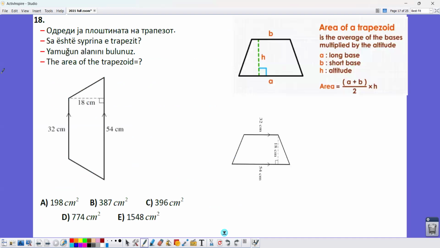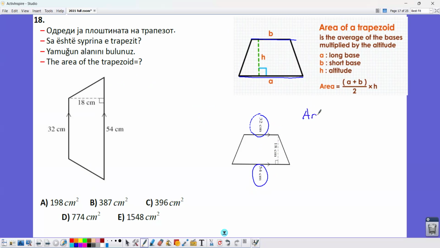In the 18th one, we have the area of the trapezoid. We need to remember the formula for the area of the trapezoid: the sum of the bases, so these are the bases, over 2 times the height of the trapezoid. So our trapezoid is given in this way. If you turn it 90 degrees, you will see that 32 is the upper base and 54 is the lower base and 18 is the height.